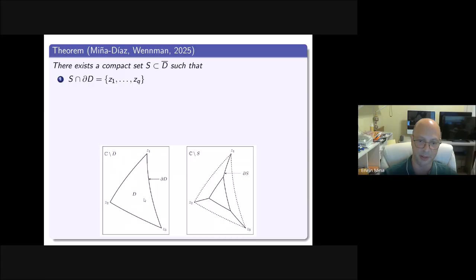So this is my original domain D. In this case, it has 3 corners only. So there exists this compact set S. In this case, it's made out of these 3 segments and some sort of triangular set here. As you can tell, this set is fully contained in the closure of D, but indeed, the only points on the boundary that S has are the corners. So it only touches the boundary at the corners. Otherwise, it's fully contained inside the domain of orthogonality D.